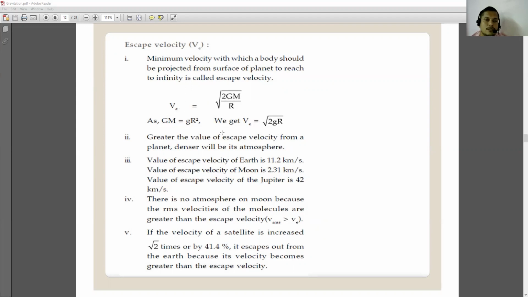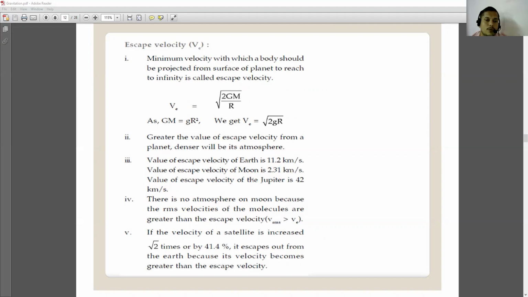So in this case, when we consider this particular factor, that is escape velocity, we will complete the remaining point first and then we discuss it. Greater the value of escape velocity from a planet, denser will be its atmosphere.